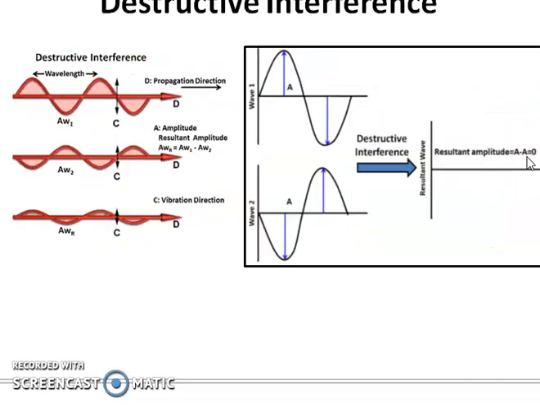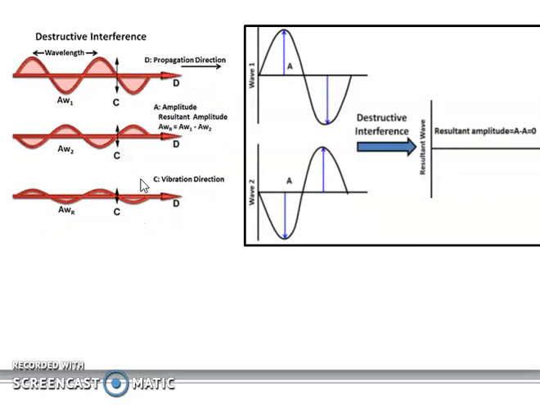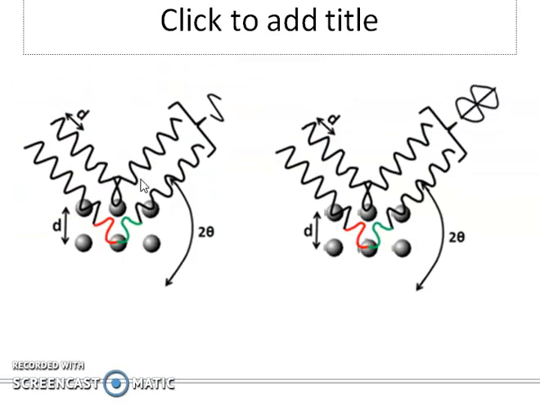In the case of destructive interference, when the first wavelength and the second wavelength have a phase difference in opposite directions to each other, the resultant amplitude becomes 0. In this way no construction takes place, and completely destructive interference takes place. This is how X-rays interact with the atoms present in any material.